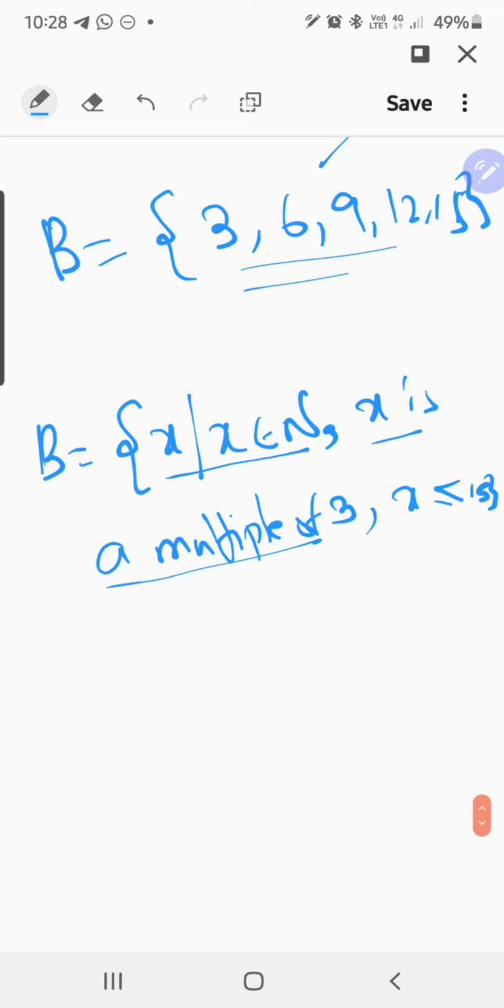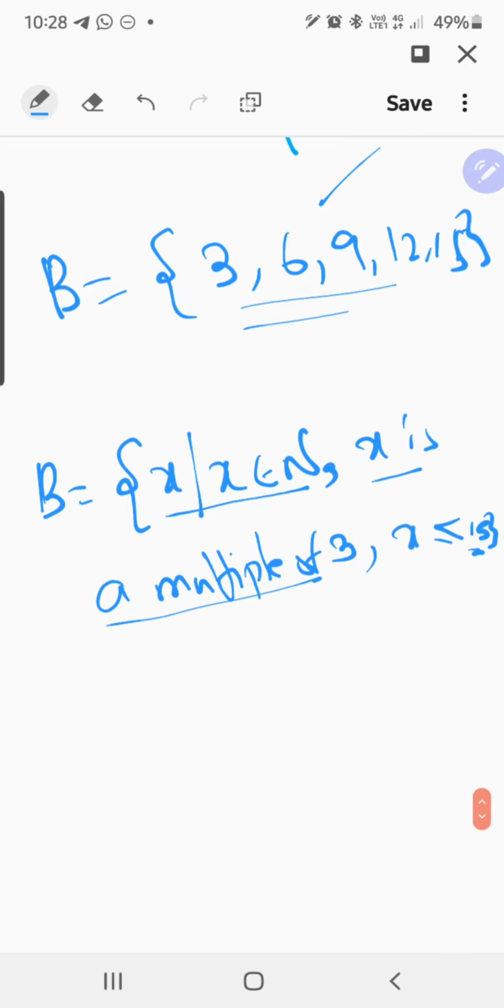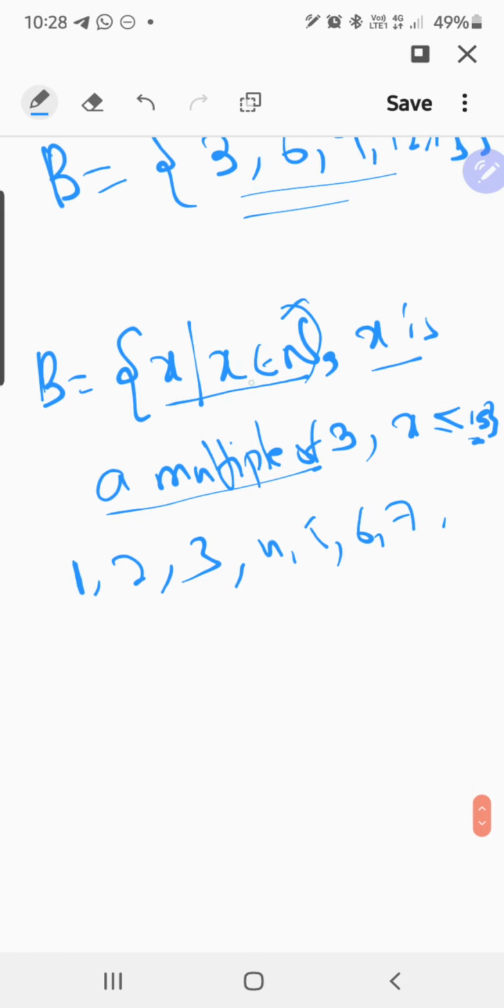Hope you understand. Now you get a question in your mind, sir, 15 is the end point, where is the starting point? Now you have to understand natural number itself talks about the starting point. How? Natural number starts from 1. Now try to understand in the roster form. If I write natural numbers starting from 1: 1, 2, 3, 4, 5, 6, 7, 8, 9, 10, 11, 12, 13, 14, 15, like this.